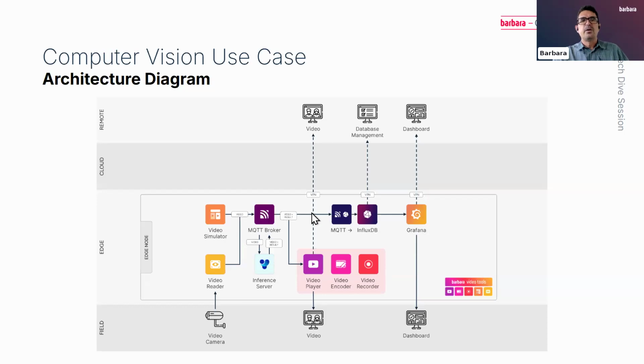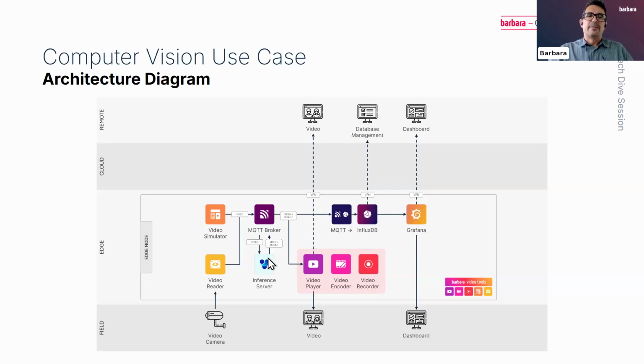This telemetry will be stored in the InfluxDB database using an ingestor, which is an application that moves the information from the broker to the database. And finally, we will have Grafana. Using Grafana, we will have a dashboard to visualize all the information for this detection.